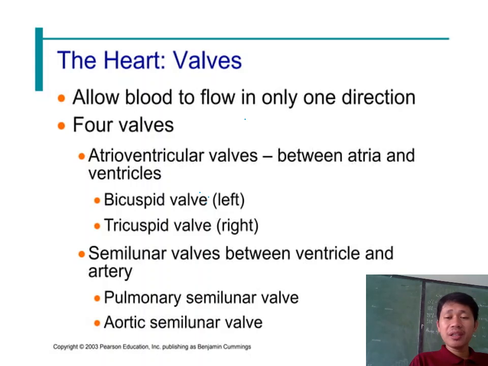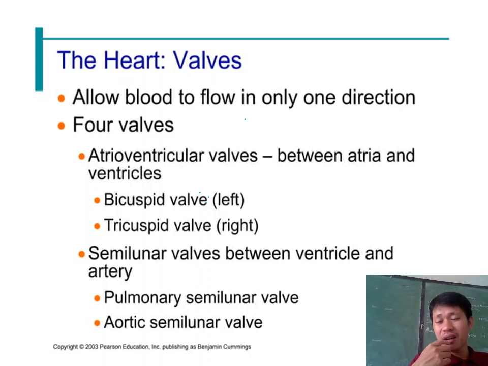In the previous slide, in the step-by-step process of blood flow, you might have encountered the word valve. So what are valves? Valves allow blood to flow only in one direction, just like mechanical valves in a water system, which prevent the water from flowing back because they close. Same thing with the valves in our heart. They only allow the blood to flow in one direction, so they prevent backflow.